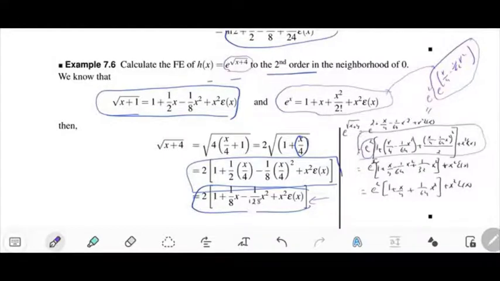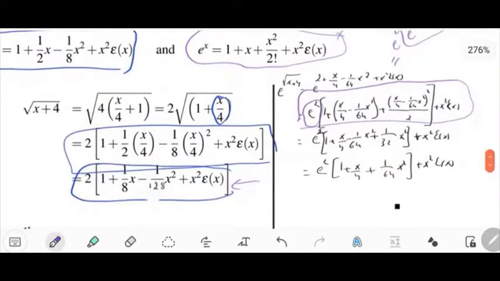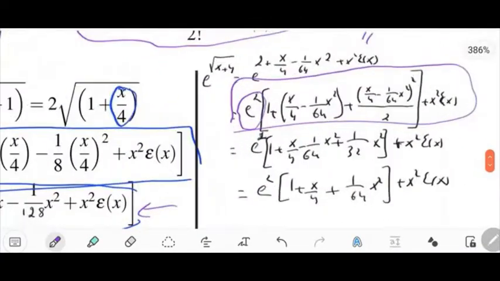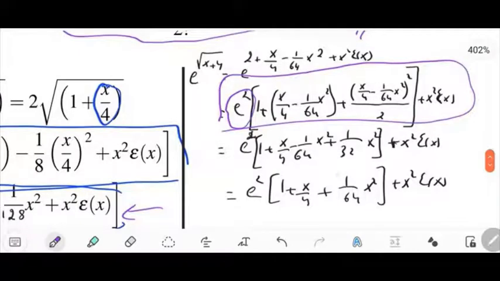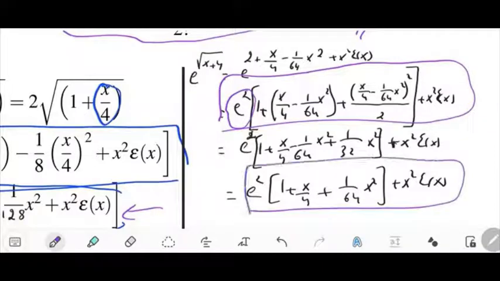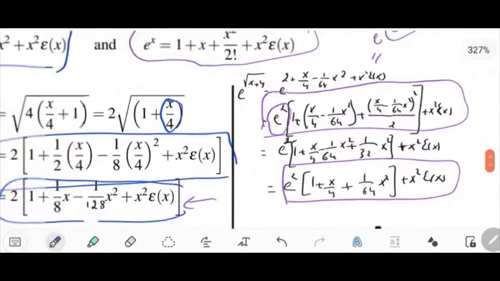Of course, now we will do the necessary computations in here to remove all the terms of degree greater or equal to 2, and we keep only the terms of degree less or equal to 2. Sorry, we remove the terms of degree strictly greater than 2, and we keep all the terms less or equal to 2. And then we finish with this expression for the finite expansion of the composite function, exponential square root of x plus 4.